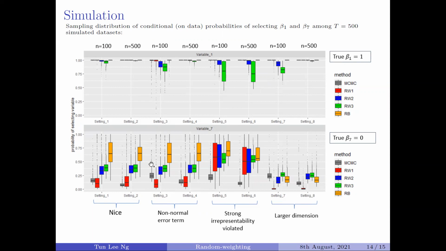In all cases here, we can see that the standard residual bootstrap has some of the largest probability of selecting variable 7, which is undesirable.